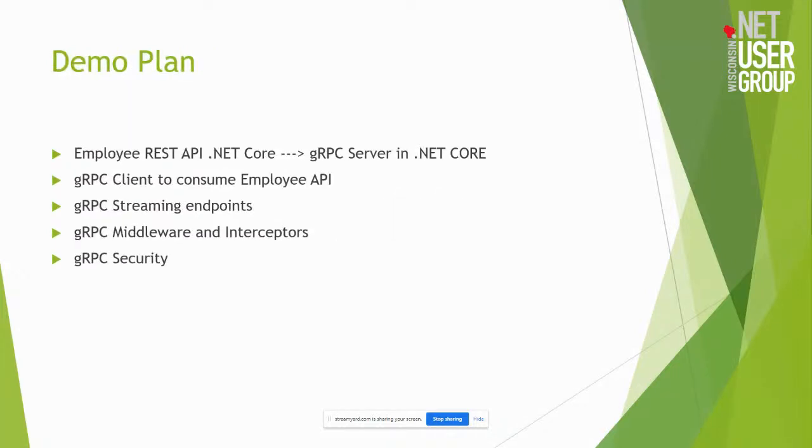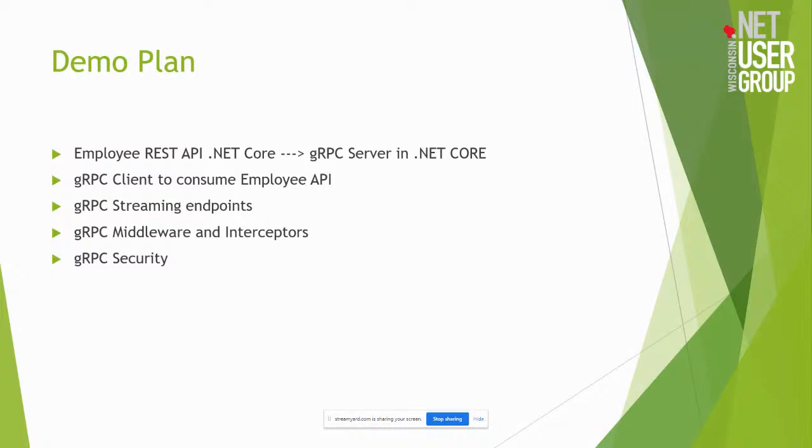And with that, we have a demo. I'll show you, this is the demo plan. I'll show you how to set this up in an ASP.NET Core application. We'll start with an employee REST API .NET Core app. Then we'll add the gRPC server in the same application. Then we'll set up the client to consume the employee API that we set up. Then we'll add the streaming endpoints and set up the middleware and interceptors. And we'll add the security.